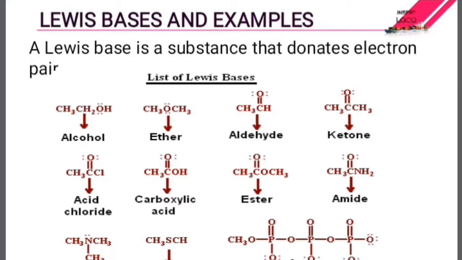forming a new bond. In a more general sense, we can say that most oxygen and nitrogen containing compounds are good Lewis bases because they have lone pairs of available electrons. For example, alcohol, ether, aldehyde, ketones, acid chloride, carboxylic acid, esters, amide, amine, sulfide, and organophosphate ion are good Lewis bases because they have lone pairs of electrons that they can easily donate.